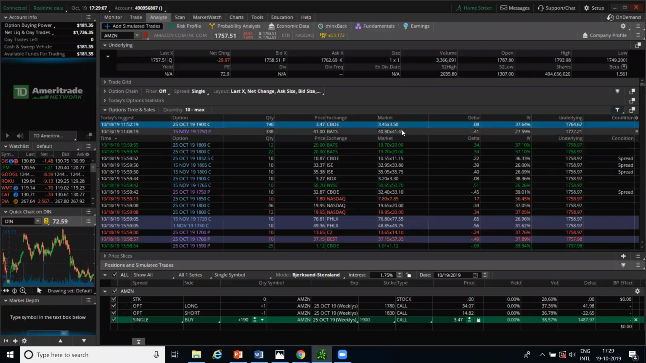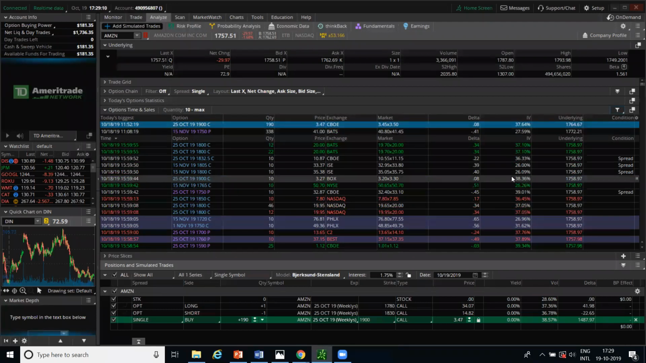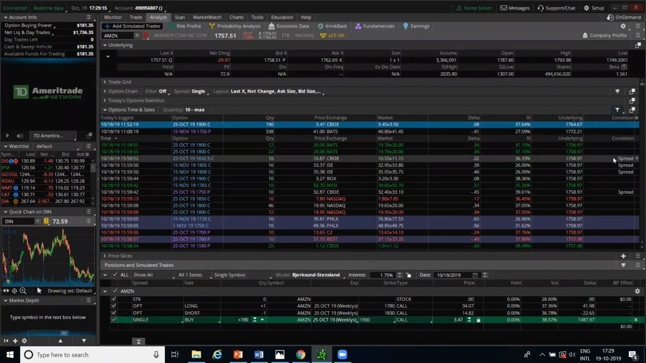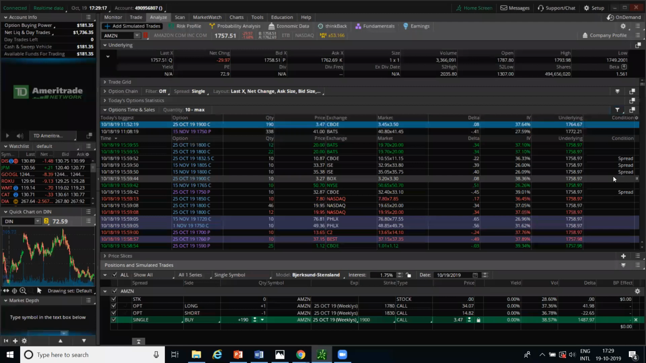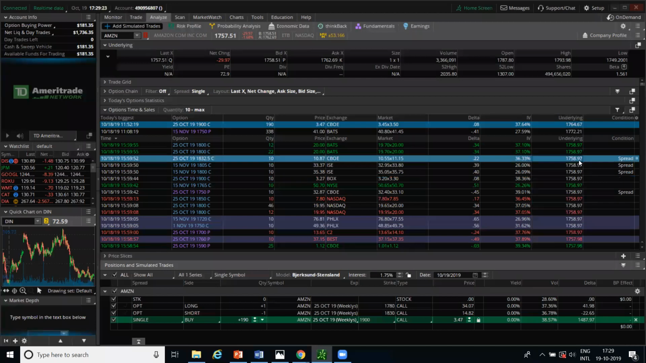And you can add the price and IV here to see what the underlying value is and the implied volatility, and if it is a spread or a single trade, just click there and do an analyze. You will have the information. So anything trading above in lots of 500 or thousands, it's good to analyze what is happening in that trade.